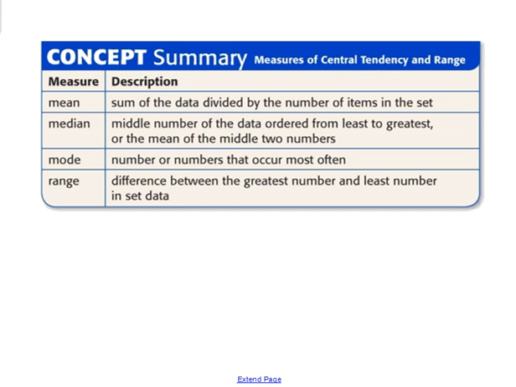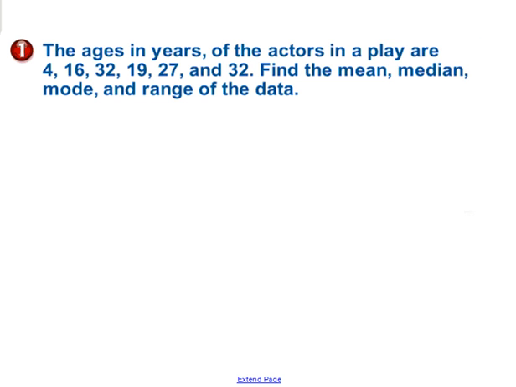Let's jump right in, and let's make sure that you've got these definitions. We're going to refer back to this page frequently. The mean is the sum of the data divided by the number of items, the sum divided by the number of terms. The median is the middle number when they're arranged from least to greatest, or it's the average or the mean of the middle two numbers if they happen to have an even set. The mode is the number or numbers that occur most often, and the range is the difference between the greatest and the least. Like I said, we will refer back to that frequently as we do some examples here.